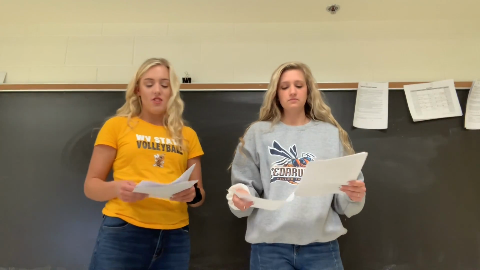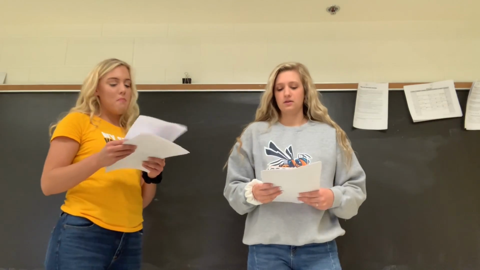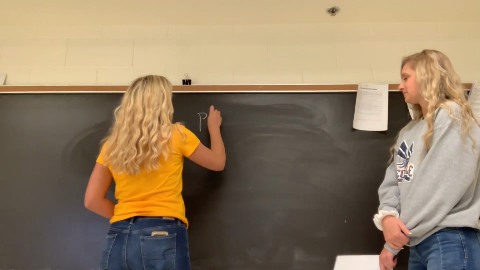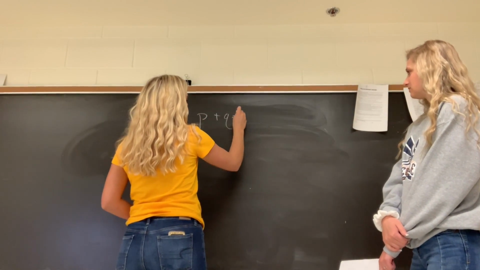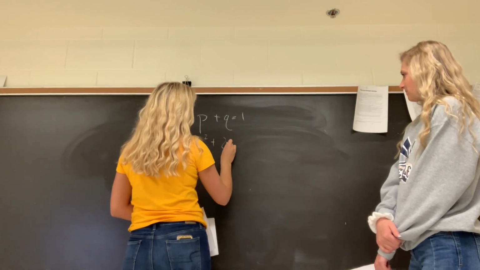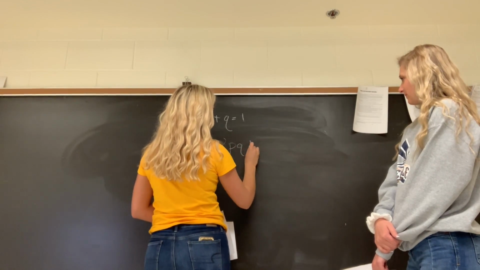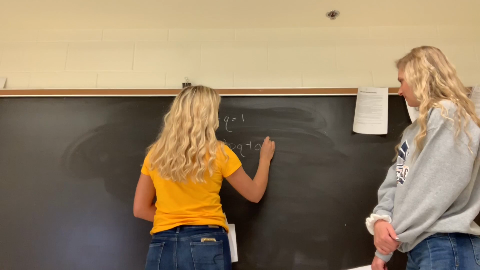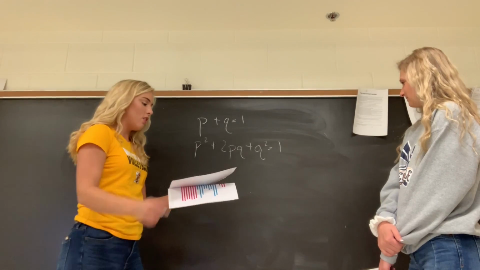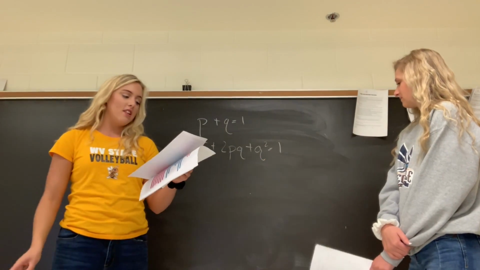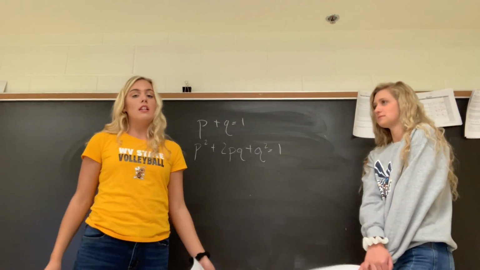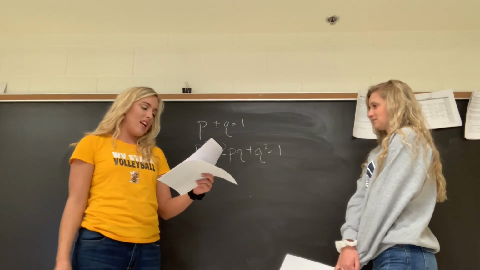To be able to calculate the change of the gene frequencies, we use the Hardy-Weinberg equations, which are p plus q equals 1 and p squared plus 2pq plus q squared equals 1. If the sum of your equations does not equal 1, then a change has occurred in the gene pool. If your equation does equal 1, that indicates that the population is in Hardy-Weinberg equilibrium.